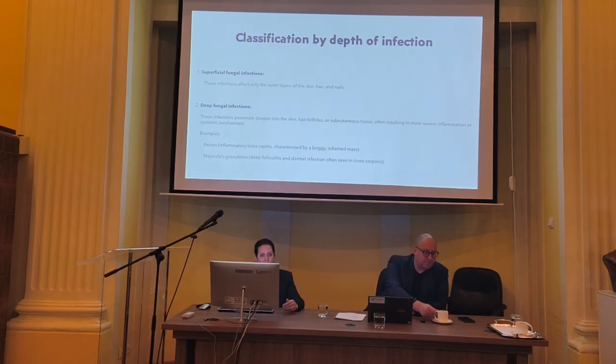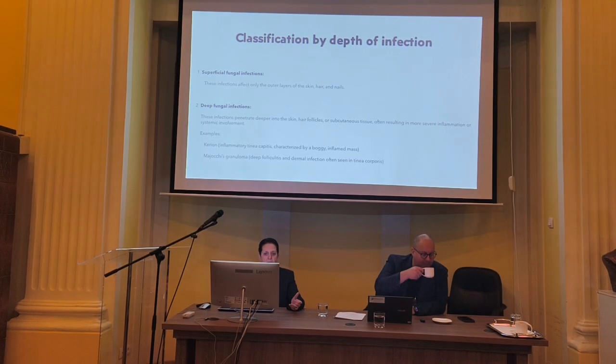So superficial fungal infections affect only the outer layers of the skin, hair, or nails. Deeper ones are the ones that go into the hair follicle, deeper into the skin, subcutaneous tissue. And the best examples for these, that we most likely see, are the kerion and Majocchi granuloma.